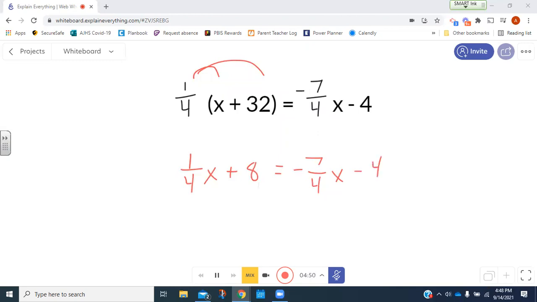Okay, and I know that there are fractions in there, but we're still dealing with this the same way that we normally would. So we're going to get the variables on the same side.